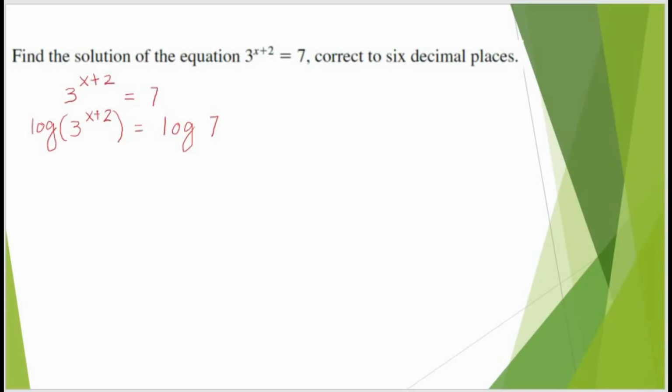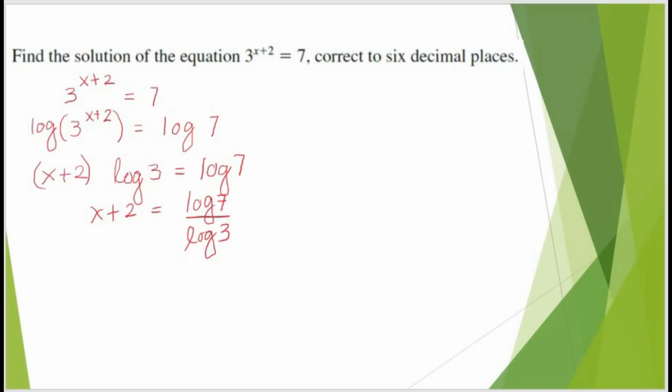So we can now bring down the exponent. So we have, using the properties that was previously shown, x plus 2 log 3 is equals to log 7. So we divide by log 3. So we have x plus 2 is equals to log 7 divided by log 3.